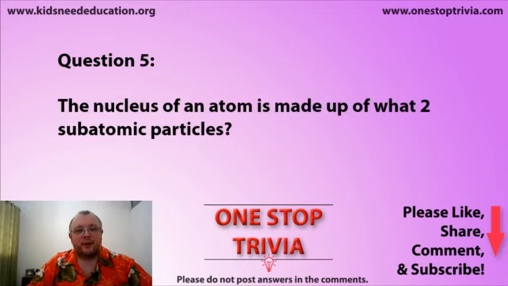And question number five. The nucleus of an atom is made up of two subatomic particles. What are they? Again, you get a point for each of them. Okay, so the nucleus of an atom is made up of what two subatomic particles? So these are the main ones, obviously. I know some of the subatomic particles can then be broken down further, but we're looking for the two sort of top level subatomic particles here.